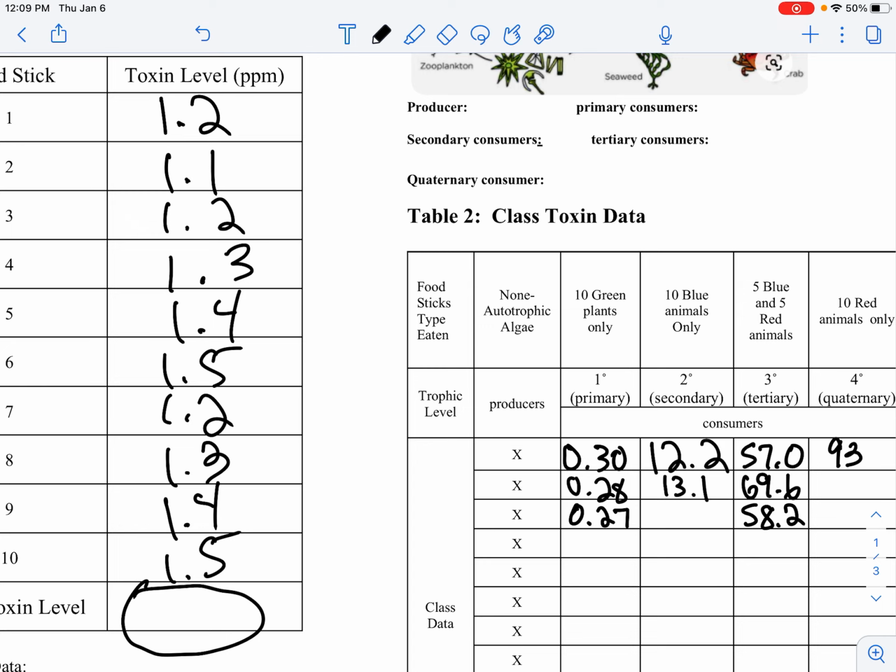Are you still working back here? I don't understand because I have 21, 22. Like this? You got it?